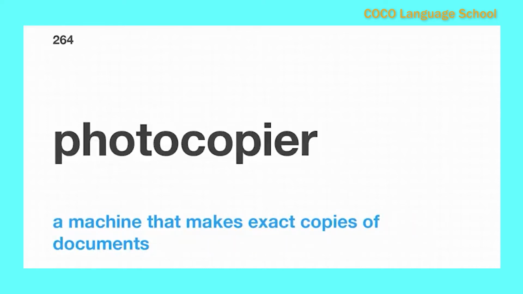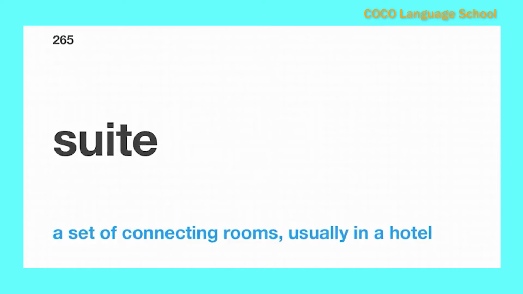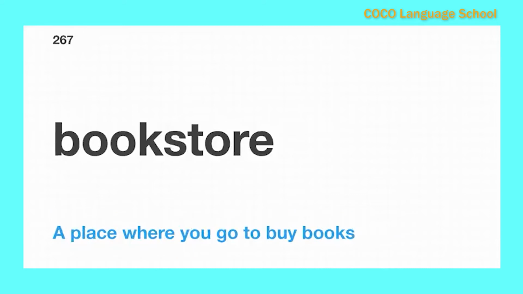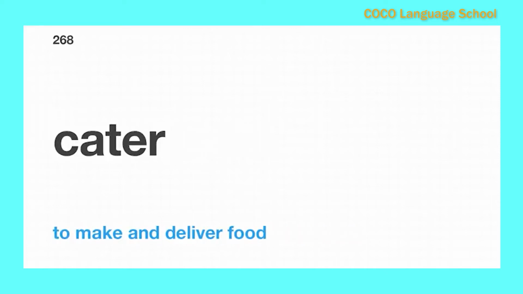A machine that makes exact copies of documents. Photocopier. A set of connecting rooms, usually in a hotel. Suite. To be carefully and completely done, for example a thorough search. Thorough. A place where you go to buy books. Bookstore. To make and deliver food. Cater.